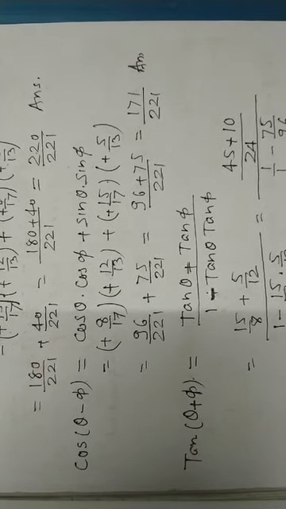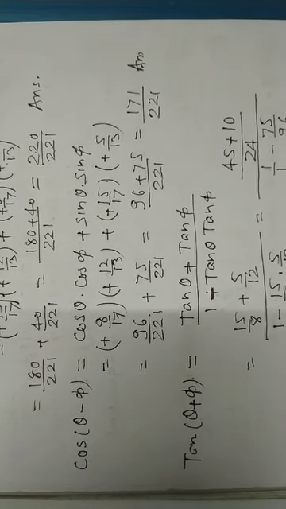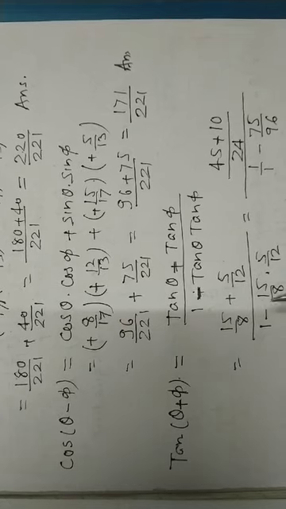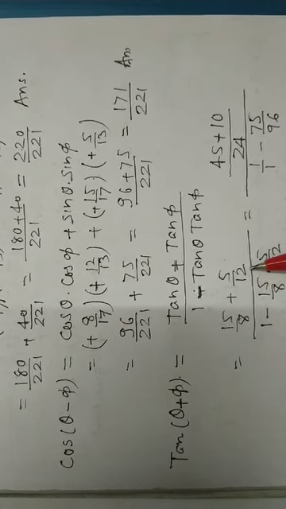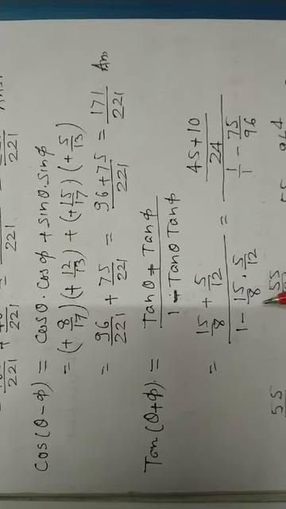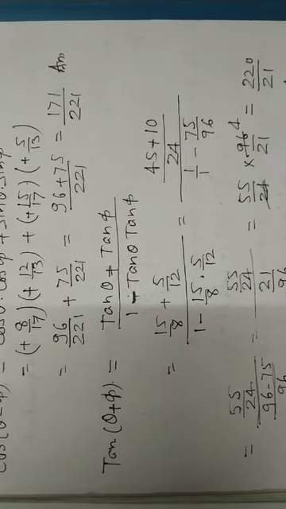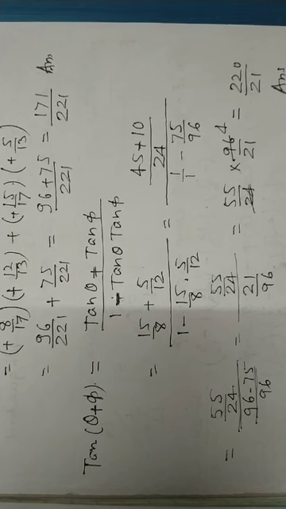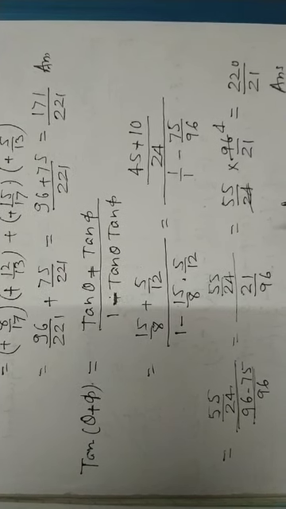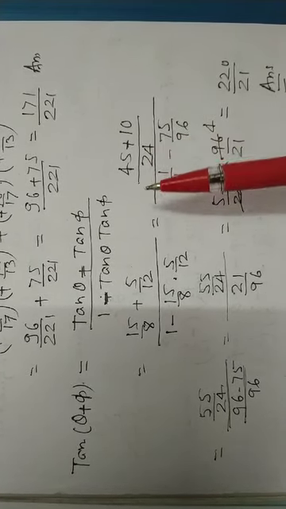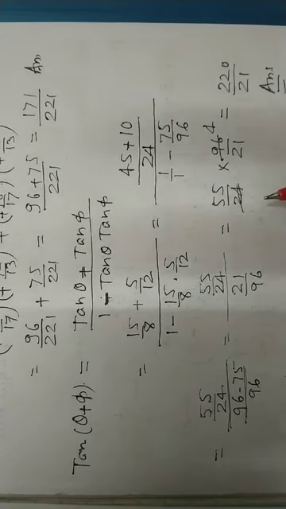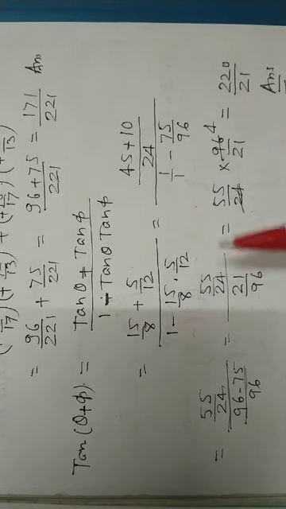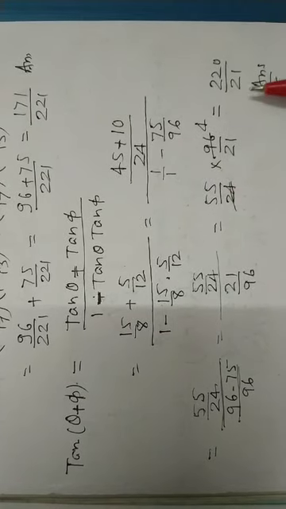Now tan of theta plus phi, write the formula, and all the values are positive. So write 15 by 8 plus 5 by 12. See the figure and write the values. Simplify it to get the answer. On simplification, from this step we get this. So the final answer is 220 by 21.